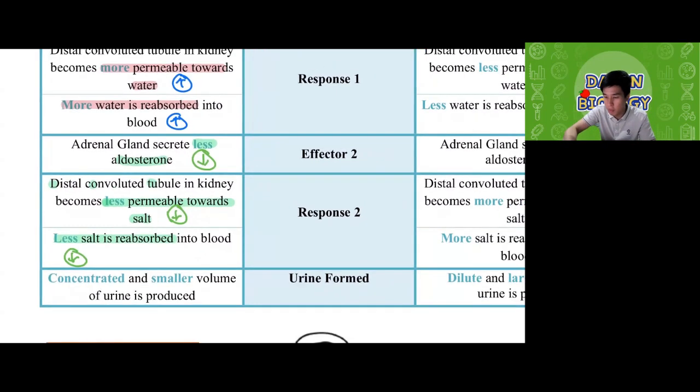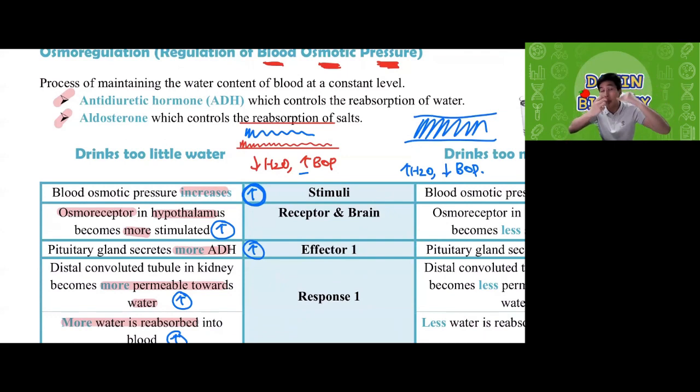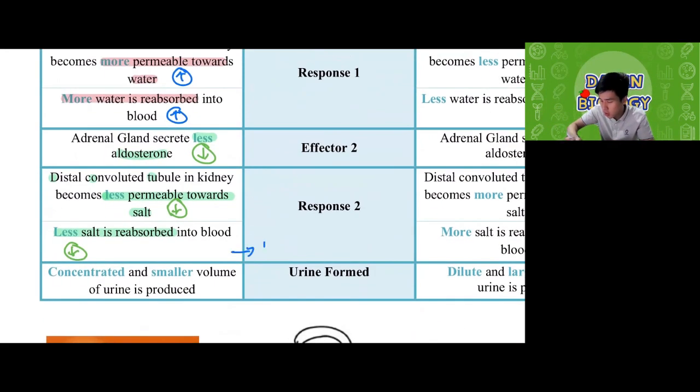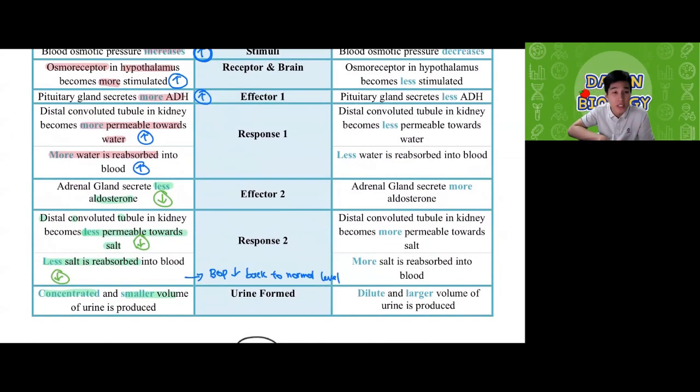After these two have been completed, your blood now has more water already. With more water, the pressure will decrease back. The pressure was high, and now it decreases back to normal. If we add one sentence here, you can say your blood osmotic pressure decreases back to normal level. Just now, we reabsorbed the water already. So your urine will have smaller volume and be more concentrated. Every time you pee really little, the color is very dark, very yellowish. That's what happens in the end.